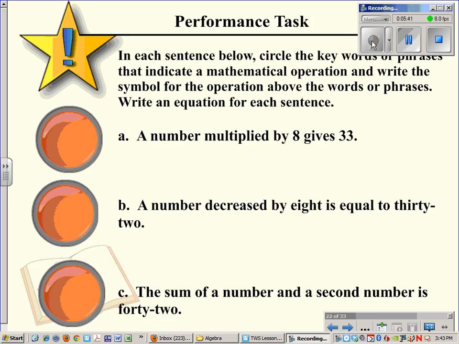All right, and now we are going to flip over to some equations. In this one, in each sentence below, I want you to circle the key words or phrases that indicate a mathematical operation and write the symbol for the operation above the words or phrases. So you're looking for key words or phrases that match mathematical symbols: adding, subtracting, equals, multiplying, dividing. Write it above and then write each equation in your notebook.